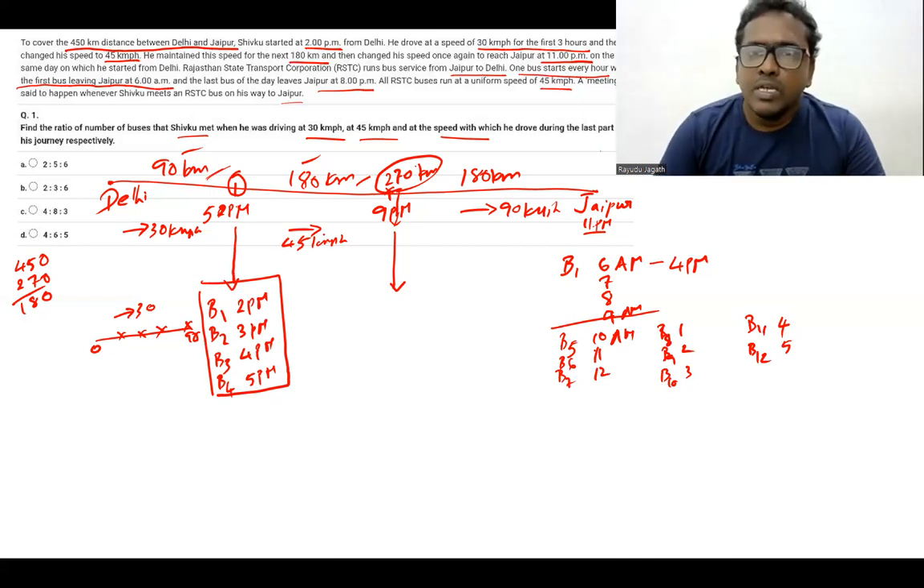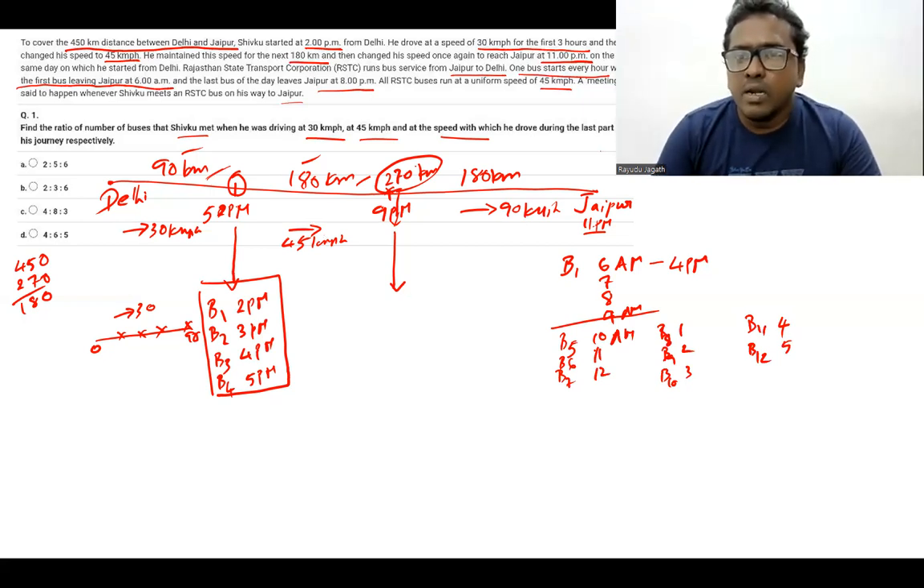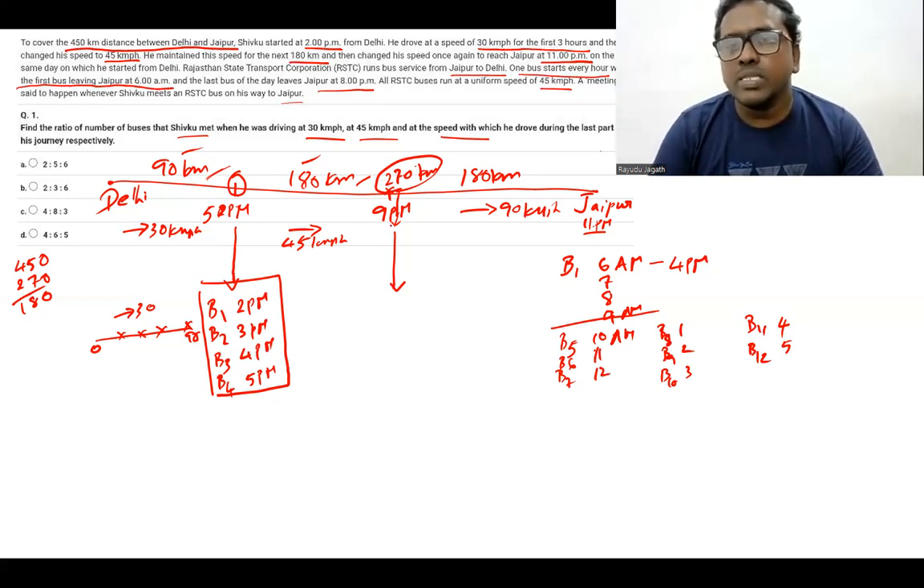Now we observe Shiva is at the 270-kilometer point at 9 p.m. So any bus from bus 5 onward meeting this 270-kilometer point will have to be taken into consideration.